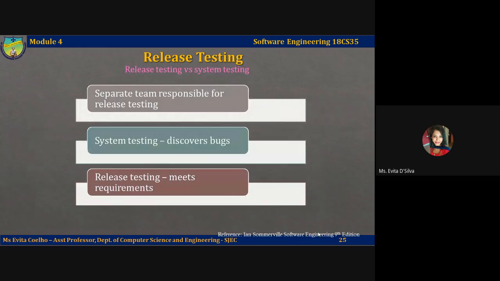There are two important distinctions between release testing and system testing during the development process. A separate team that has not been involved in the system development should be responsible for release testing. System testing by the development team essentially focuses on discovering bugs in the system, or defect testing. The objective of release testing, however, is to check that the system conforms to its requirements and is good enough for external use, also called validation testing.